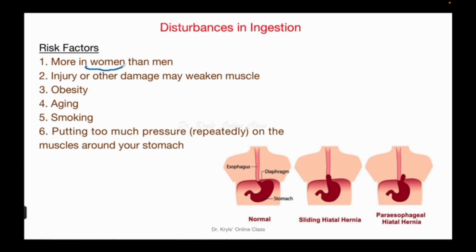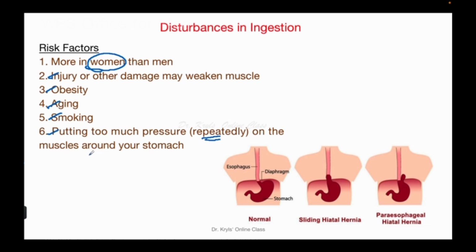This is more common in women. Injury or other damage may weaken the muscle. By the way, class, I am currently experiencing a cough, so please bear with me. Other risk factors are obesity, aging, smoking, and repeatedly putting too much pressure on the muscle around your stomach.